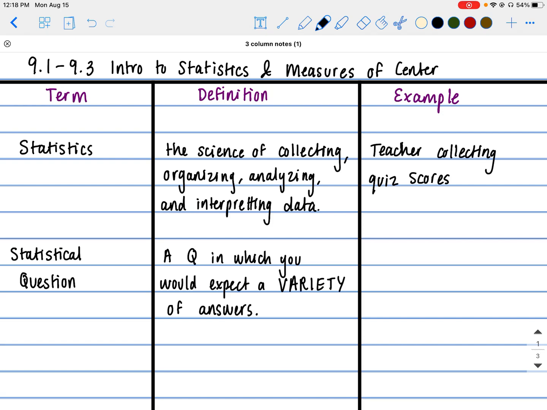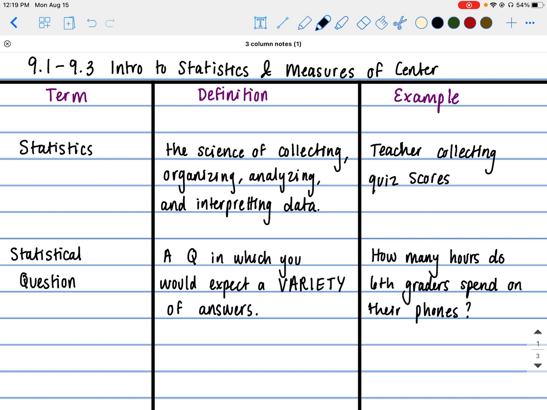So think about it. Statistical question. You're collecting statistics, right? You want to get a variety of answers, a lot of answers. All right. So what's an example of a question in which we can get a variety of answers? What about something like this? How many hours do 6th graders spend on their phones?